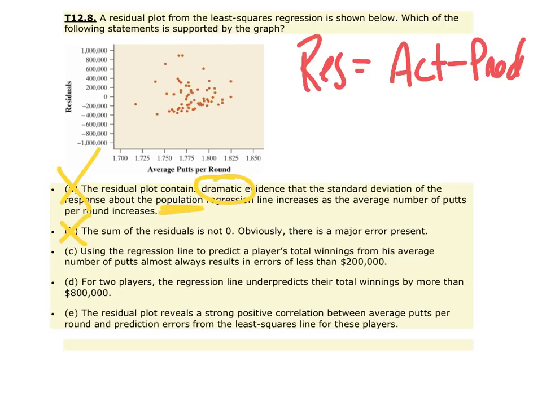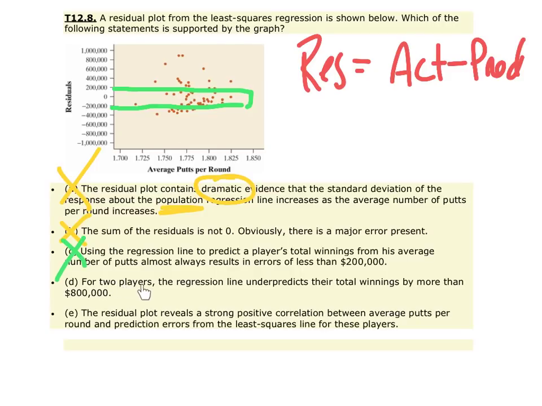Letter C. Using the linear regression to predict a player's total winnings from his average number of putts almost always results in error of less than 200,000. So the error, if it's less than 200,000, would be anything in this range to this range. And those are the ones that have error less than 200,000. Other than that, that's not true. There's a lot of them outside either on the high end or low end, so that's not good.